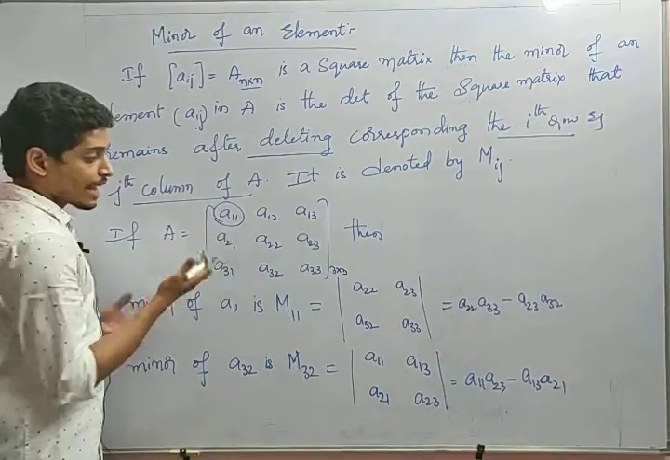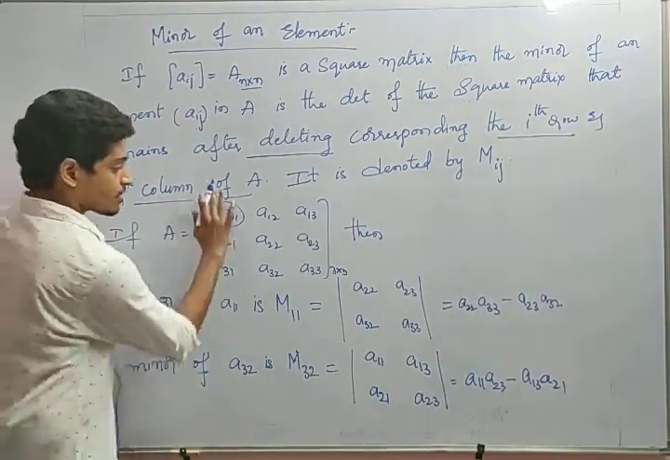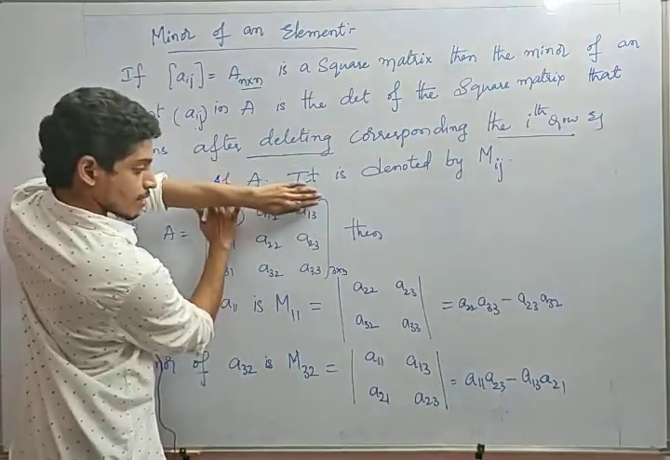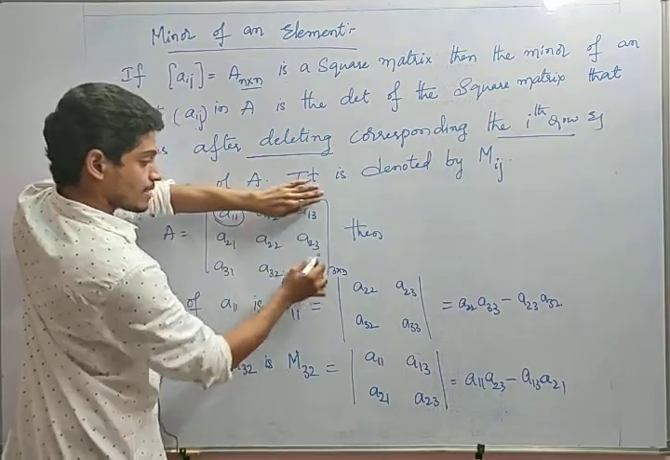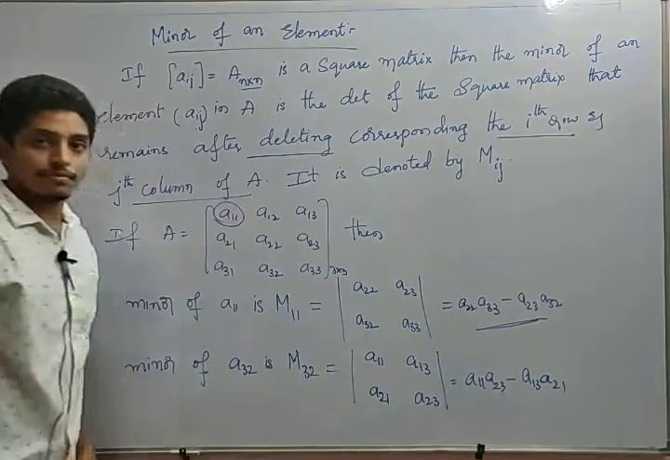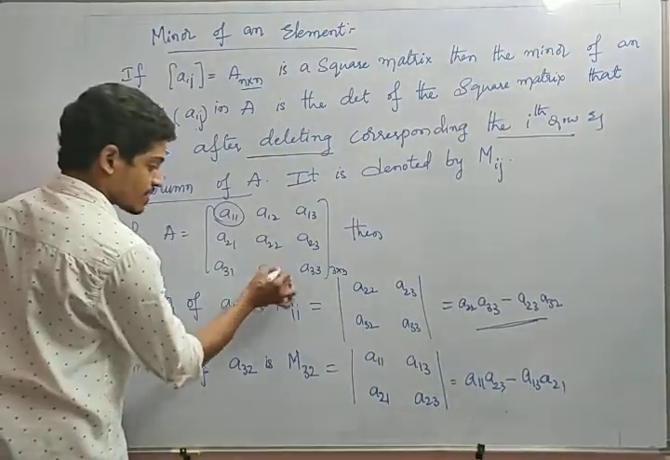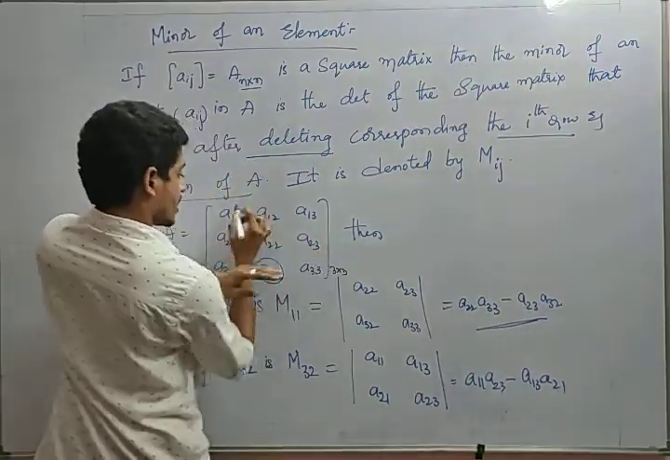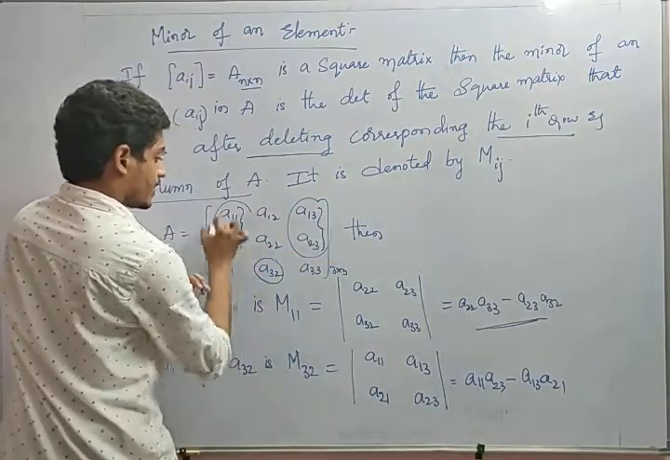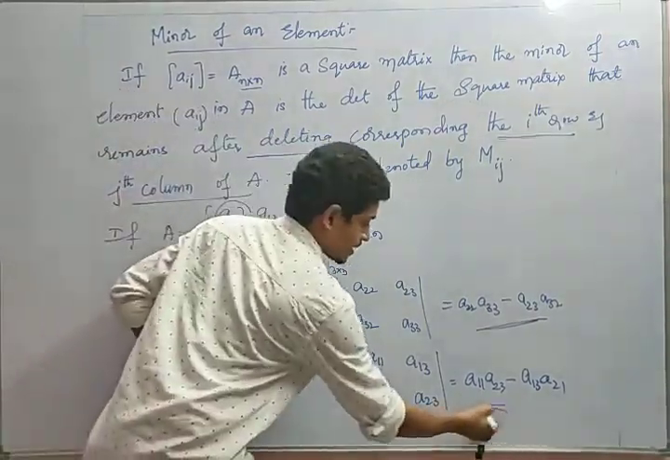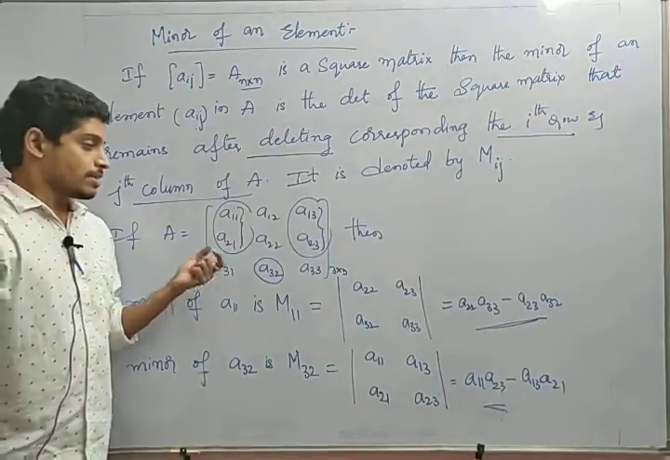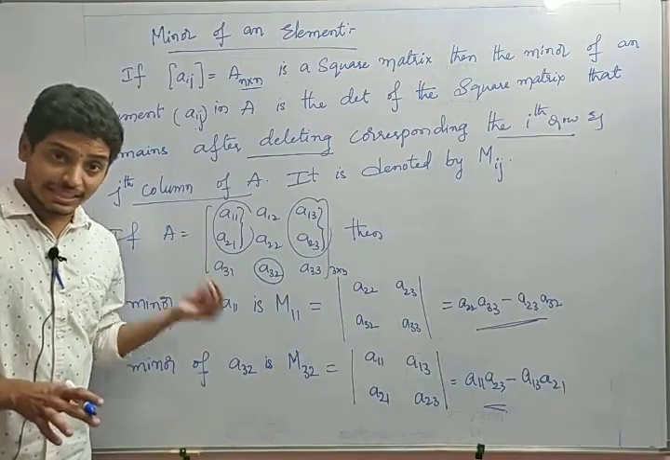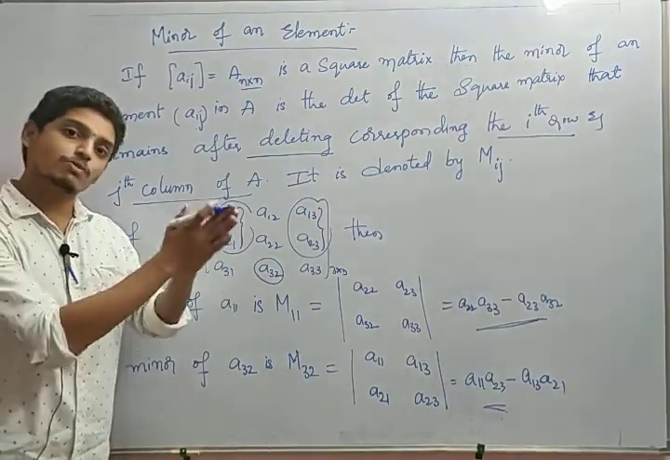If I want to calculate the minor of this element, we just close these two, the corresponding ith row and jth column are deleted, and the determinant of the remaining four elements is nothing but the minor. Next, if I want to calculate the minor of this element, what do we need to delete? This particular column and this particular row. If we delete them, I will get these four. Calculate the determinant of these four elements and you will get the minor of that particular element. So friends, minor calculation is very easy. Minor is nothing but the determinant of a sub-square matrix obtained by deleting the corresponding ith row and jth column.